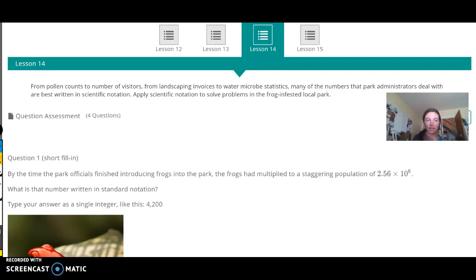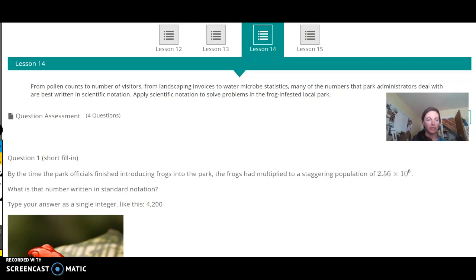Here's the background. From pollen counts to number of visitors, from landscape invoices to water microbe statistics, many of the numbers that the park administrators deal with are best written in scientific notation. Apply scientific notation to solve problems in the frog-infested local park.